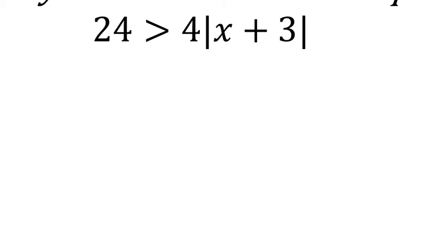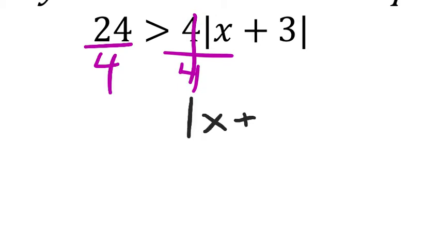Now we need to isolate that absolute value, so divide both sides. I'm going to divide both sides by 4, right? Now that becomes a phantom 1. And so what do I got? I got the absolute value of x plus 3 and 24 divided by 4 is 6. Now, that, of course, is not going to change the inequality, although if that was a negative 4, it would. And now I'm ready to break this up.